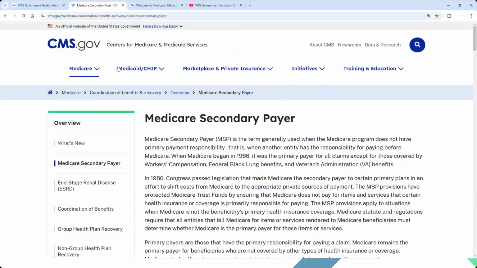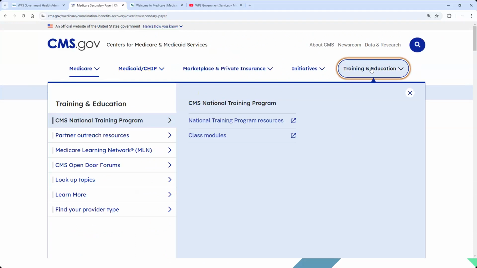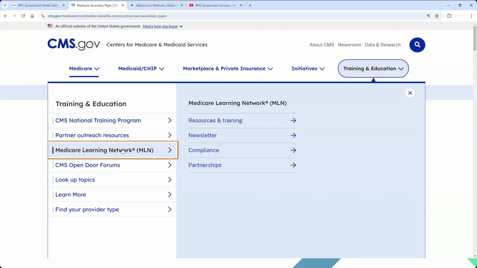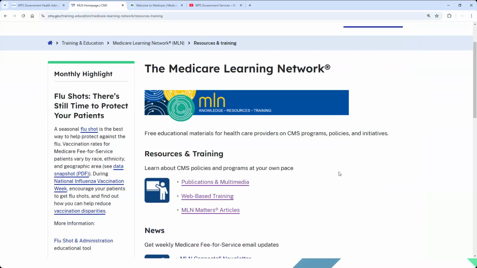That does then bring us to education and training. Someone was asking in particular about education and training, and that's over here. That's in the training and education section, not Medicare training and education. The Medicare Learning Network is the primary source that I'm going to focus on. Inside there, we're going to go to resources and training. Again, you can see there's a couple other things inside there. But inside here, we can look at and see what CMS offers.